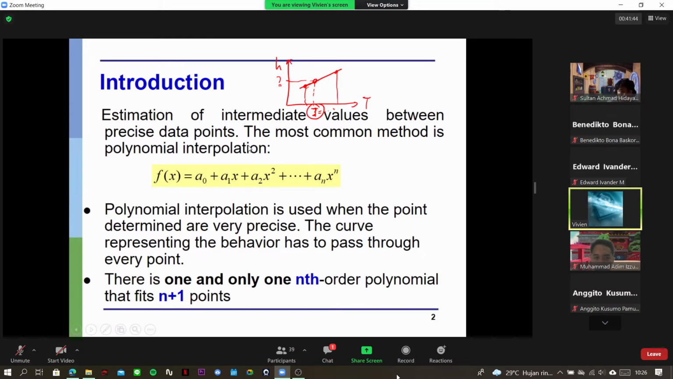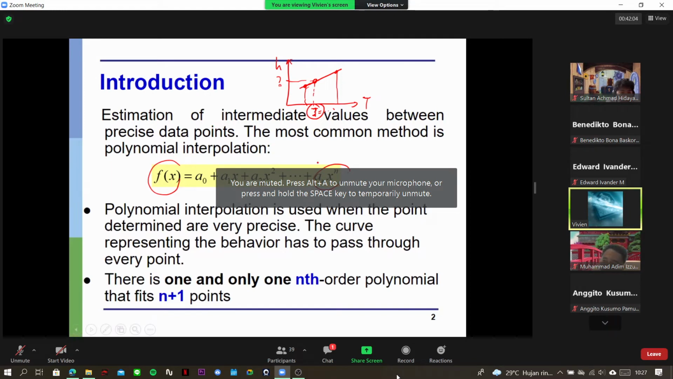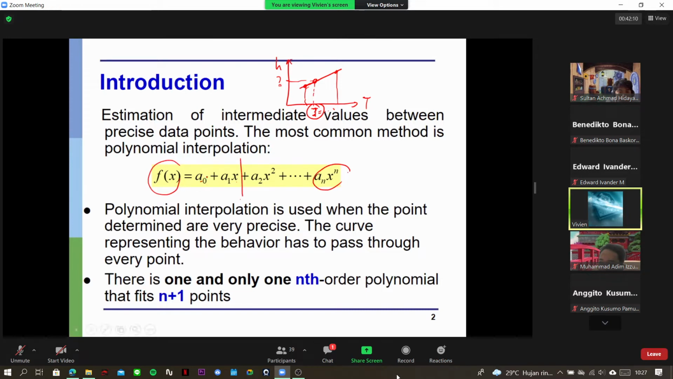If we look at polynomial interpolation, in general it will have the form of f(x). The function that we use to interpolate the value here will be equal to a0 plus a1 x plus a2 x squared plus and so on up to an x^n. This will be the nth order polynomial. If we use only 2 terms here, it means that we have first order, or a linear line, to approximate the function between these 2 points. If we take 3 terms here, it means that we have a quadratic equation to approximate the value.